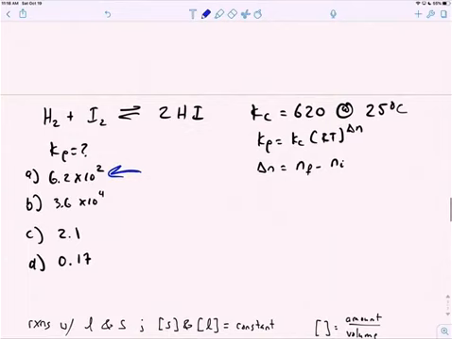All right, so try this one out if you will. Give it a go. And what's so nice about this, the delta N is 0, so the Kp equals the Kc.